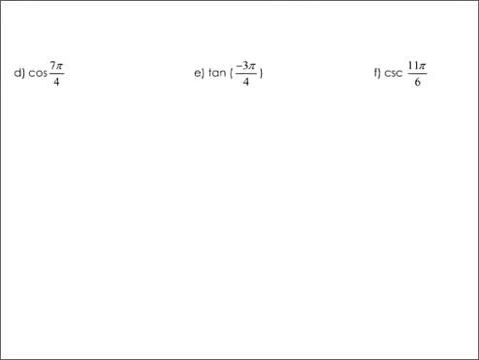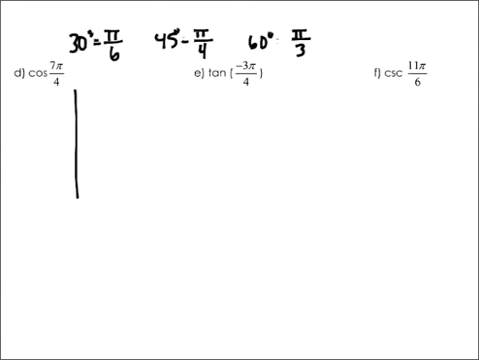All right, now we're switching to radians instead of degrees. So again, if you just have the chart memorized, or you always remember 30 degrees matches up with pi over 6, 45 always matches up with, or is actually the same as pi over 4, and 60 degrees is the same as pi over 3. That'll help. All right, let's start with D here, cosine of 7 pi over 4.